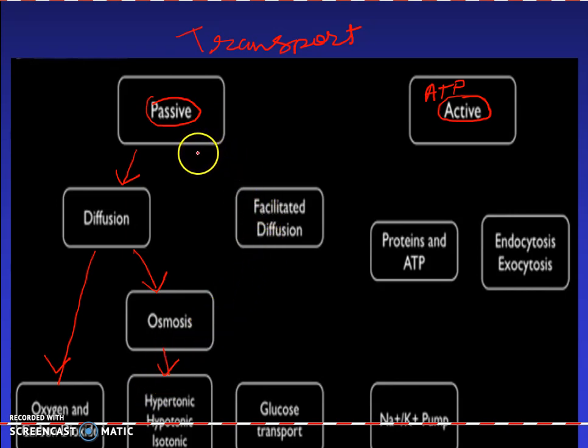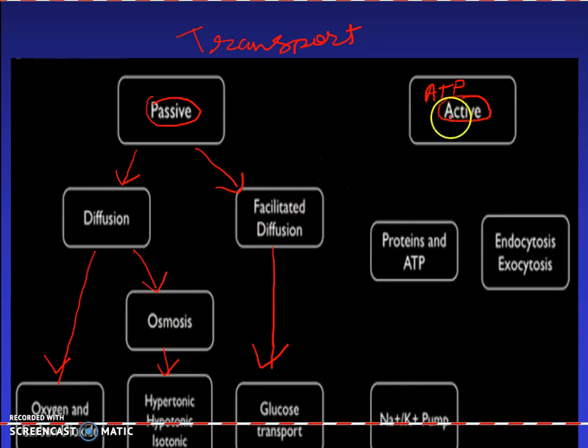Another form of passive transport is facilitated diffusion. It's a specific type of diffusion in which we use proteins for the transportation of various materials. One of the examples of facilitated diffusion is glucose transport. So these were the passive transports: diffusion, facilitated diffusion, and osmosis.